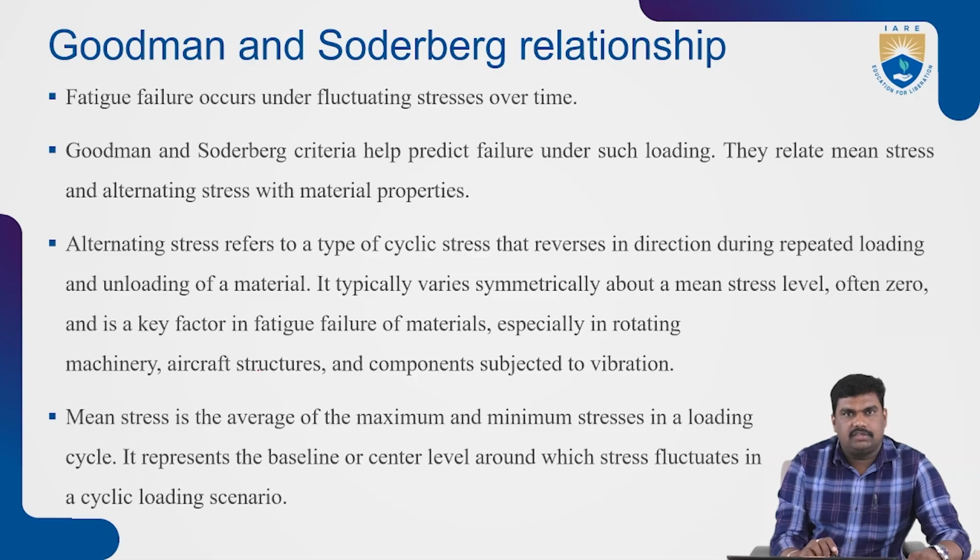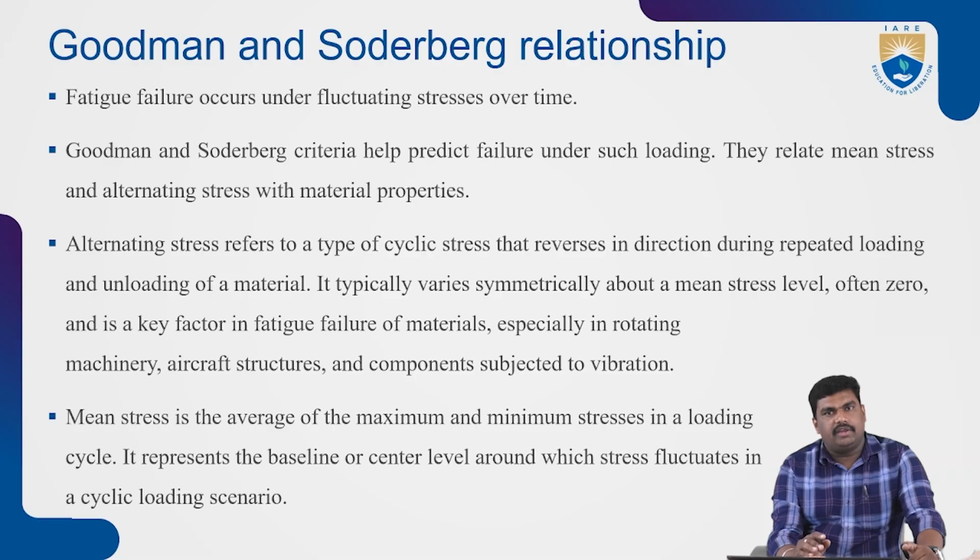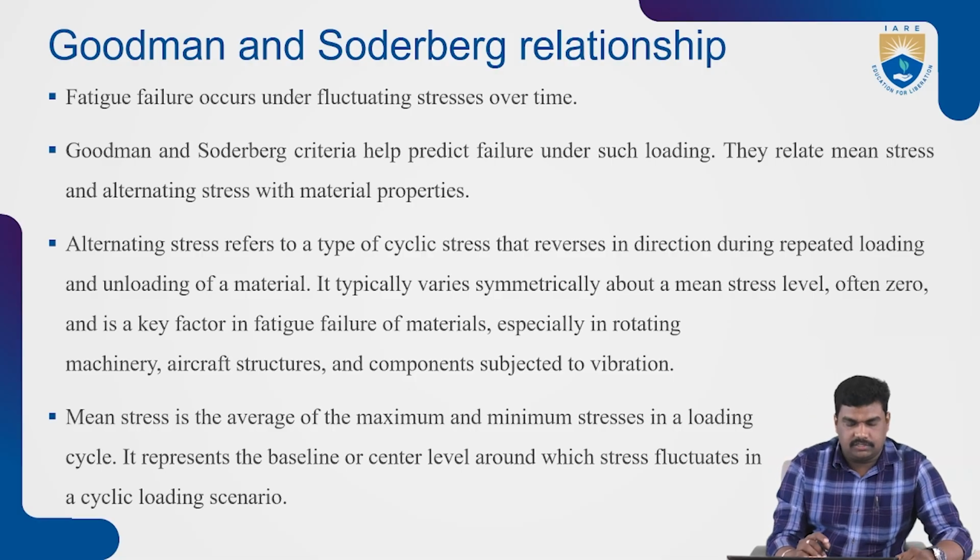Alternating stress refers to a type of cyclic stress that reverses in direction during repeated loading and unloading of material. I explained cyclic stress. We will have mean stress, compression and tension bending, during the loading condition, and when you remove the load, in the unloading condition, there will be a difference. It typically varies symmetrically about a mean stress level, often zero, and is a key factor in fatigue failure of materials, especially in rotating machinery, aircraft structures and components subjected to vibration.